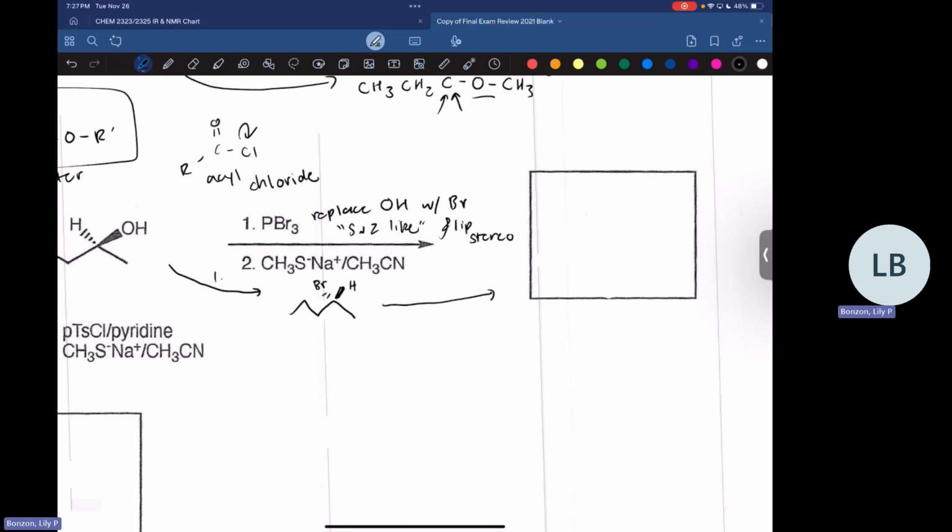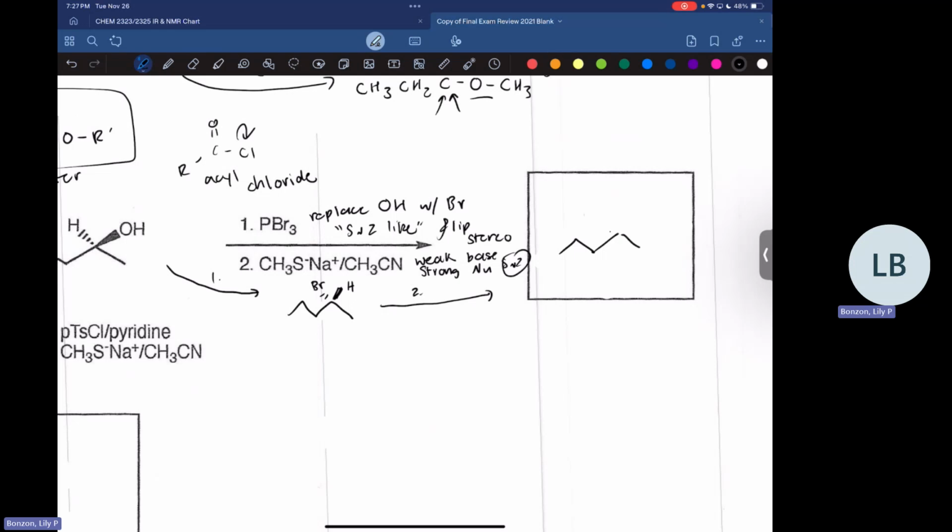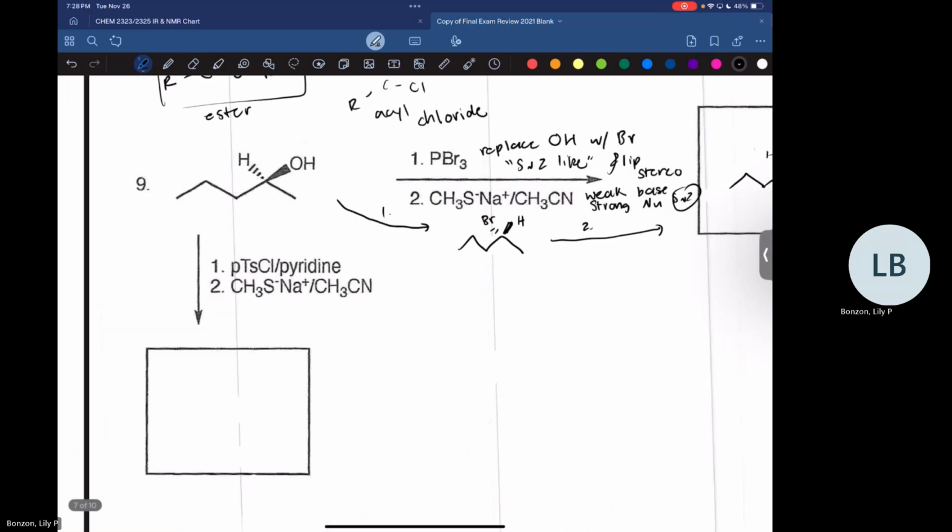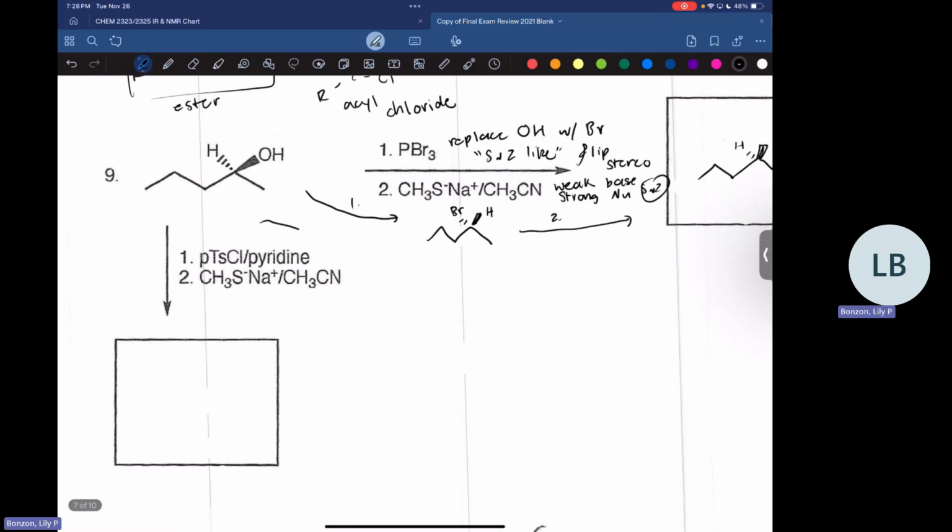And then step 2, we have CH3S-. So we have a weak base and strong nucleophile because it's negatively charged. So this one's going to do an SN2 reaction. And again, SN2 flips the stereo. So the end product of this reaction will have the hydrogen back on the dash and our SN2 nucleophile on the wedge.